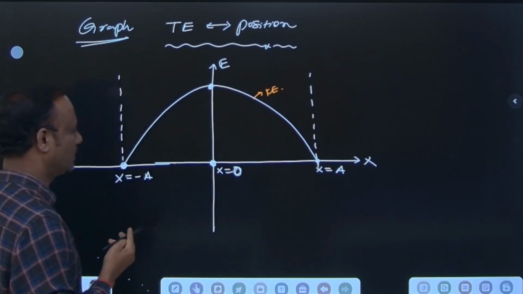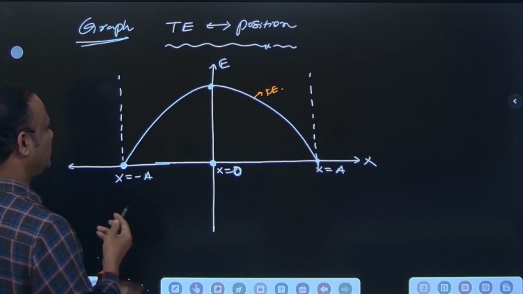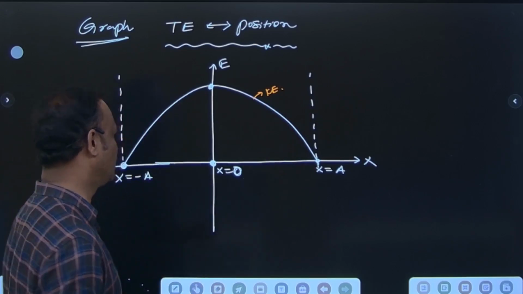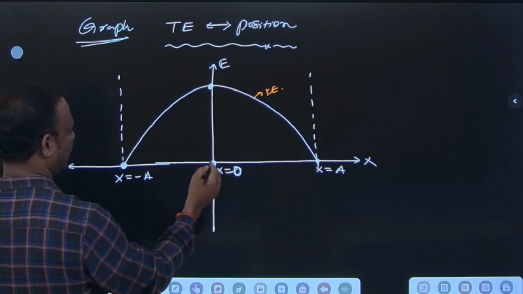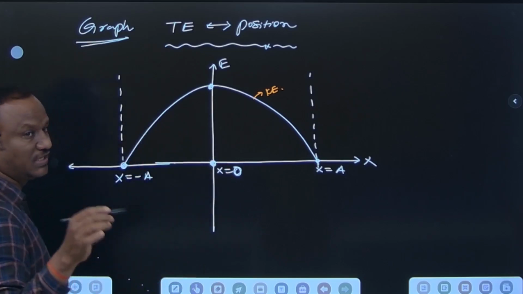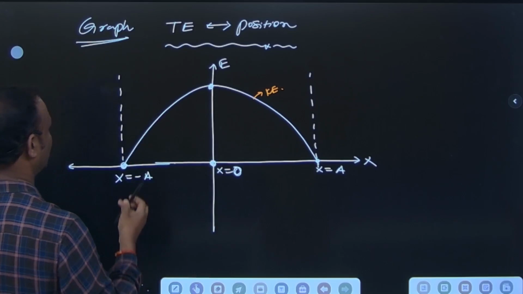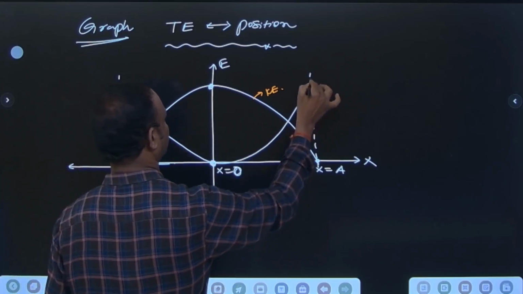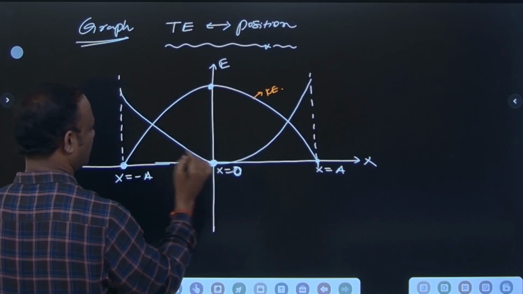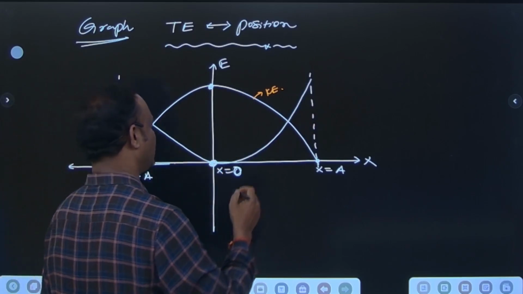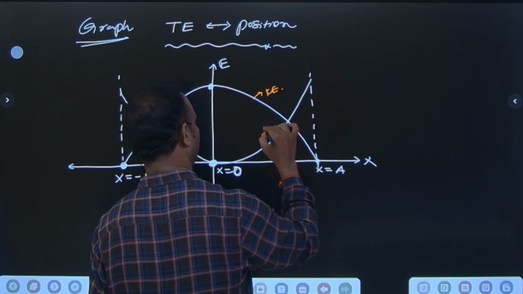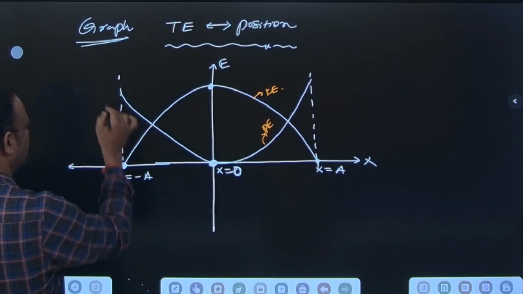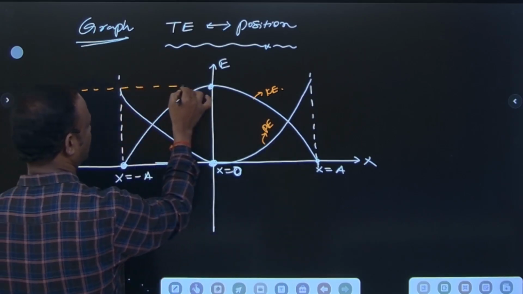Next, at the mean position, kinetic energy is maximum and minimum at the extreme position, as shown. And at the mean position, which energy is minimum? It seems to be 0. So at the mean position, potential energy is minimum. It's PE. This is the graphical representation.